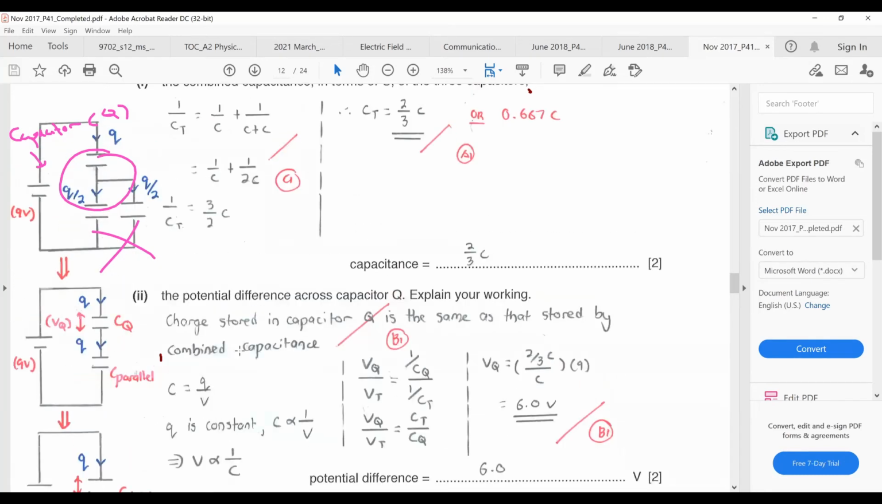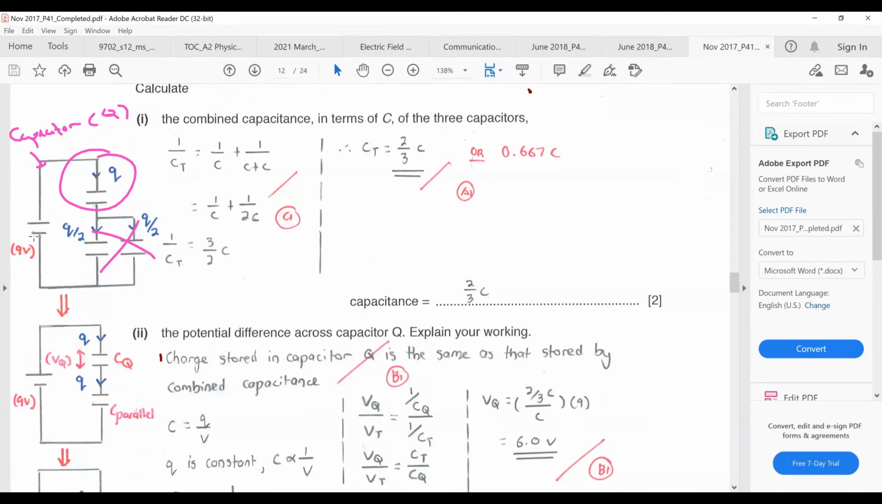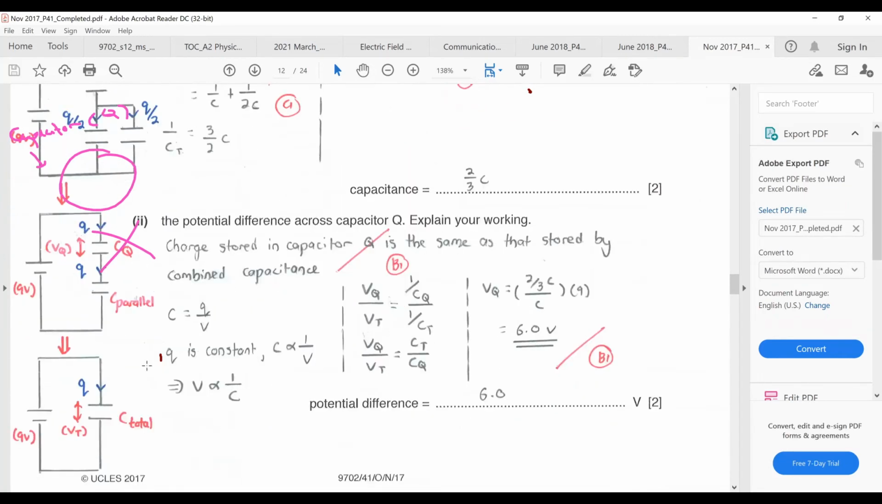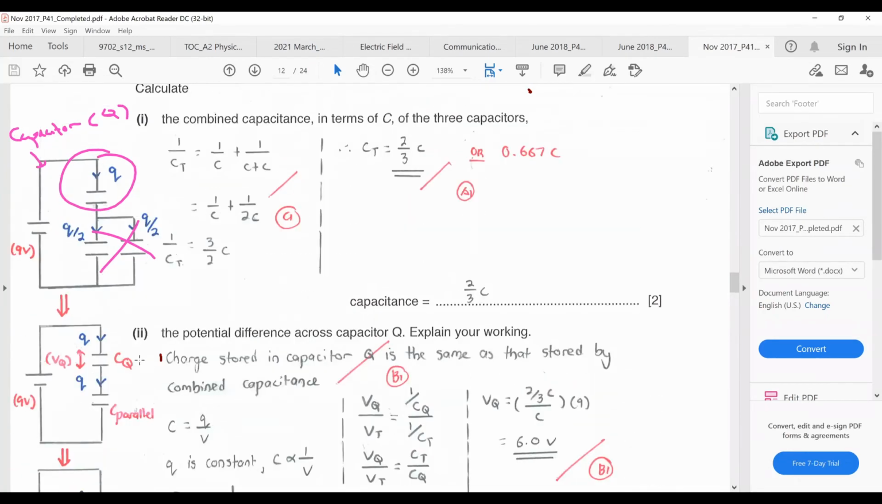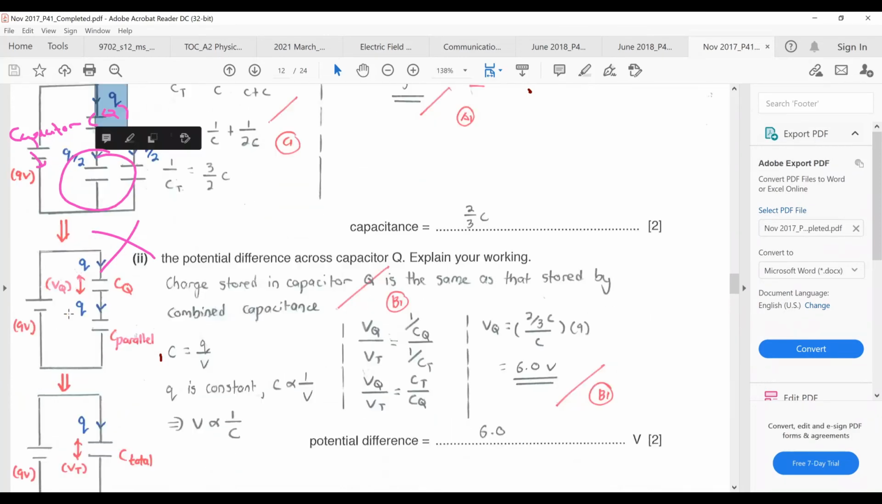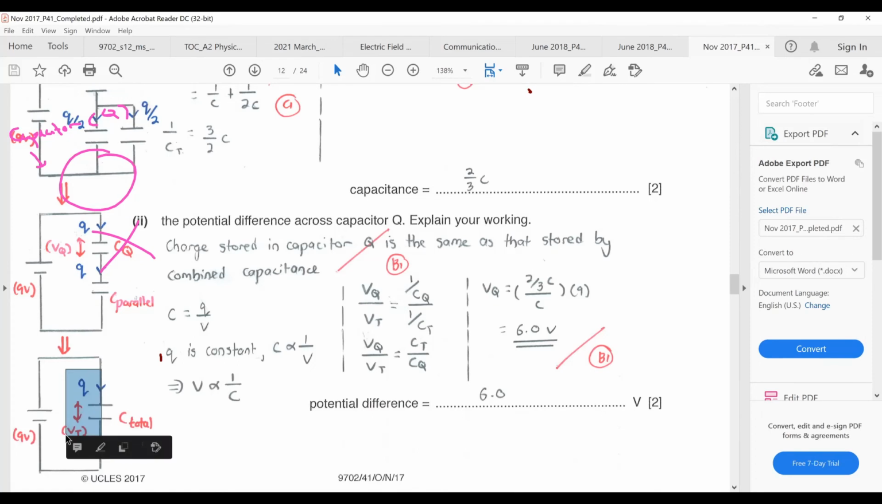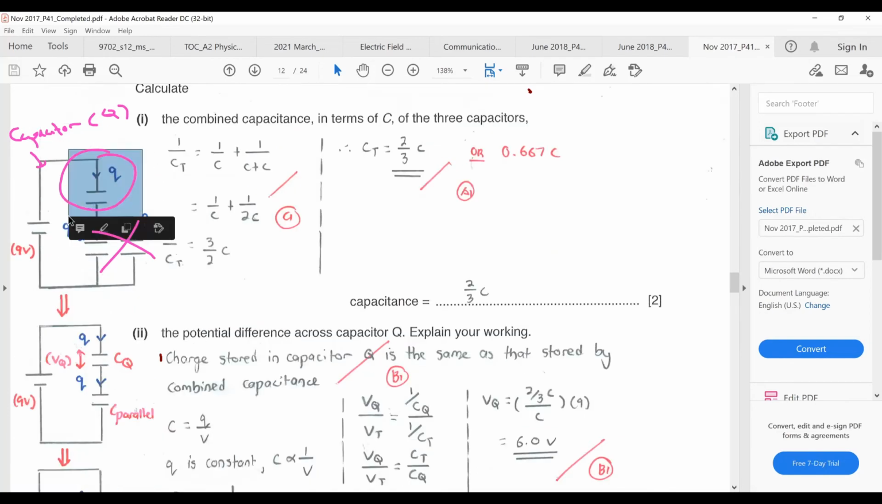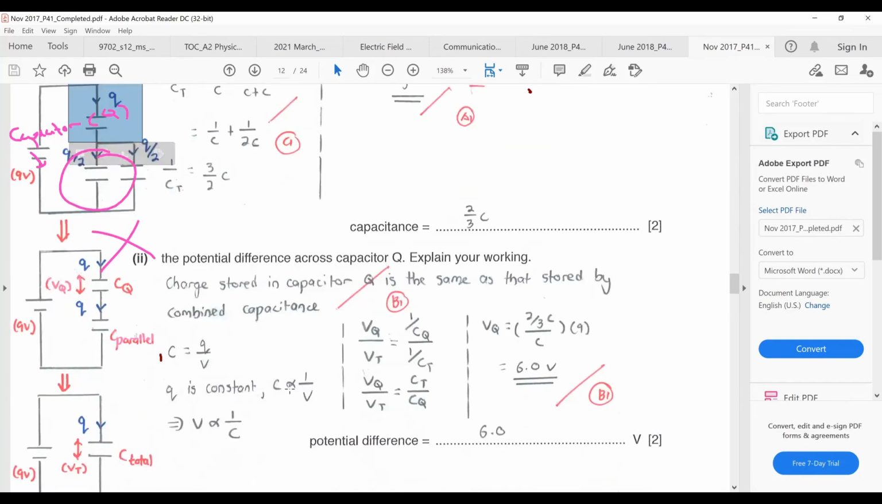You cannot find out directly what is the PD here. Can you? No, you cannot. Yeah, you can't find out directly the PD here. This is the only way to do this question now. Okay, you have to identify that whatever Q that is flowing here is the same as the Q that is flowing here. So you apply C equals Q over V for this part, and for this part, you get the relationship.